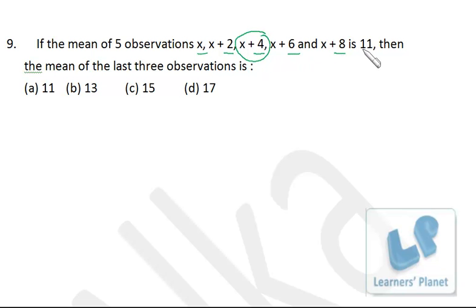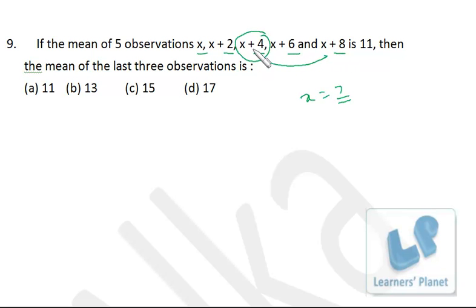Now mean is given to us as 11. That means x plus 4 is actually 11. That means x has to be 7. Right? Now we have been asked the mean of the last 3 observations. Last 3 observations 1, 2, 3. Right? Again the 3 consecutive either even numbers or odd numbers.